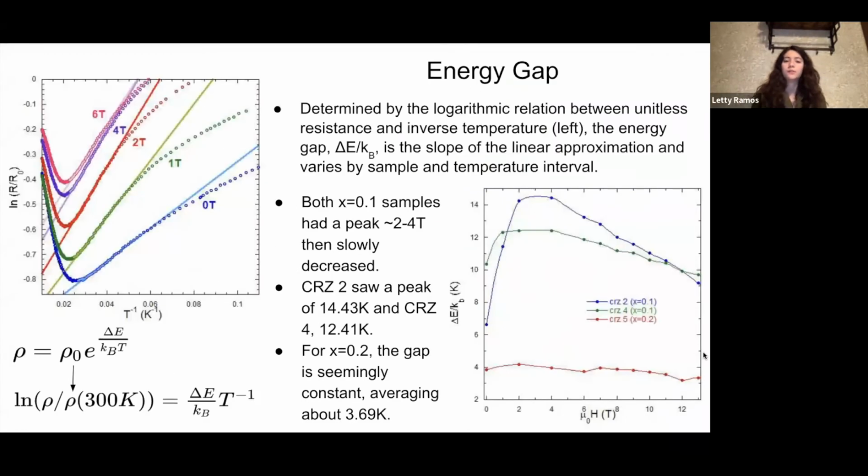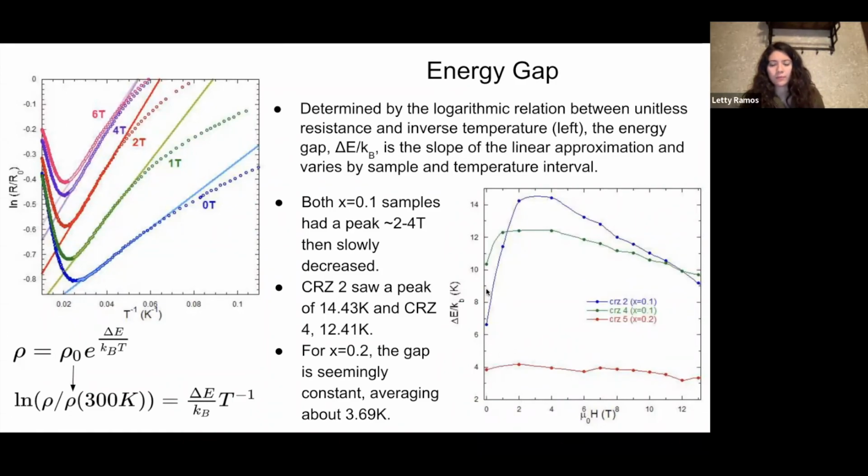We also determined the energy gap. I did this using the logarithmic relation between unitless resistance and inverse temperature. The energy gap is basically just the slope of the linear approximation for a certain temperature interval on this graph. So here's how I did it for magnetic fields of 0, 1, 2, 4, and 6 Tesla. Then I plotted the energy gap for all magnetic fields on this graph on the right.